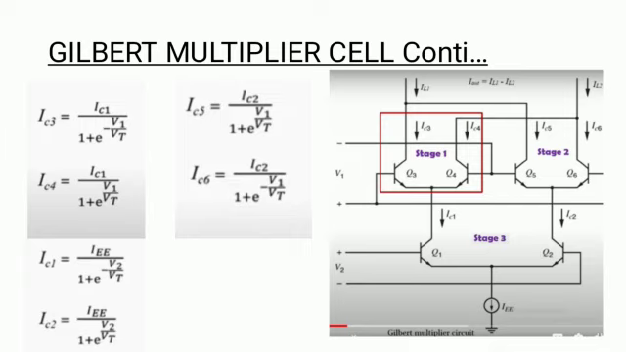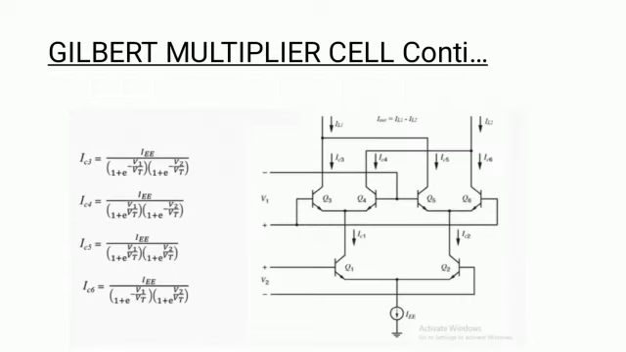And the collector currents of stage 3 are IC1 and IC2. That is, IC1 equals IEE by 1 plus e raised to minus V2 by VT, and IC2 equals IEE by 1 plus e raised to positive V2 by VT. Applying this, we get IC3 equals IEE by 1 plus e raised to minus V1 by VT into 1 plus e raised to minus V2 by VT. And IC4 equals IEE by 1 plus e raised to V1 by VT into 1 plus e raised to minus V2 by VT.